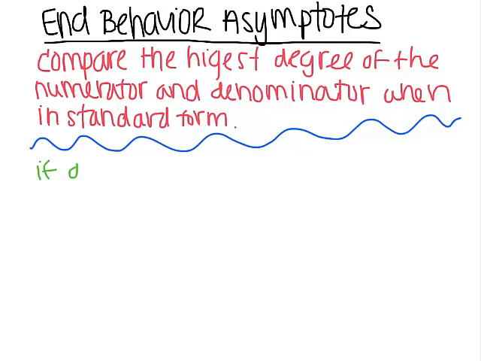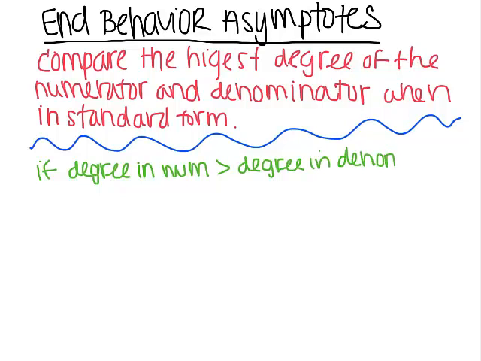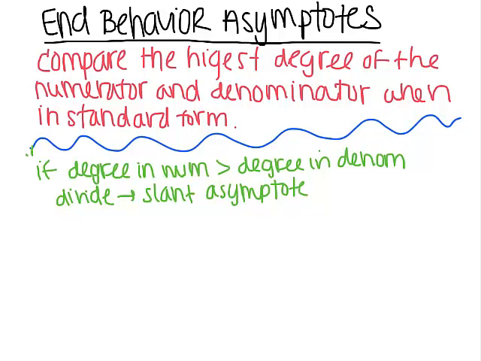If the degree in the numerator is greater than the degree in the denominator, you're going to divide and get a slant asymptote. Now, a slant end behavior asymptote just basically means it's not horizontal. Okay, that's rule number one.